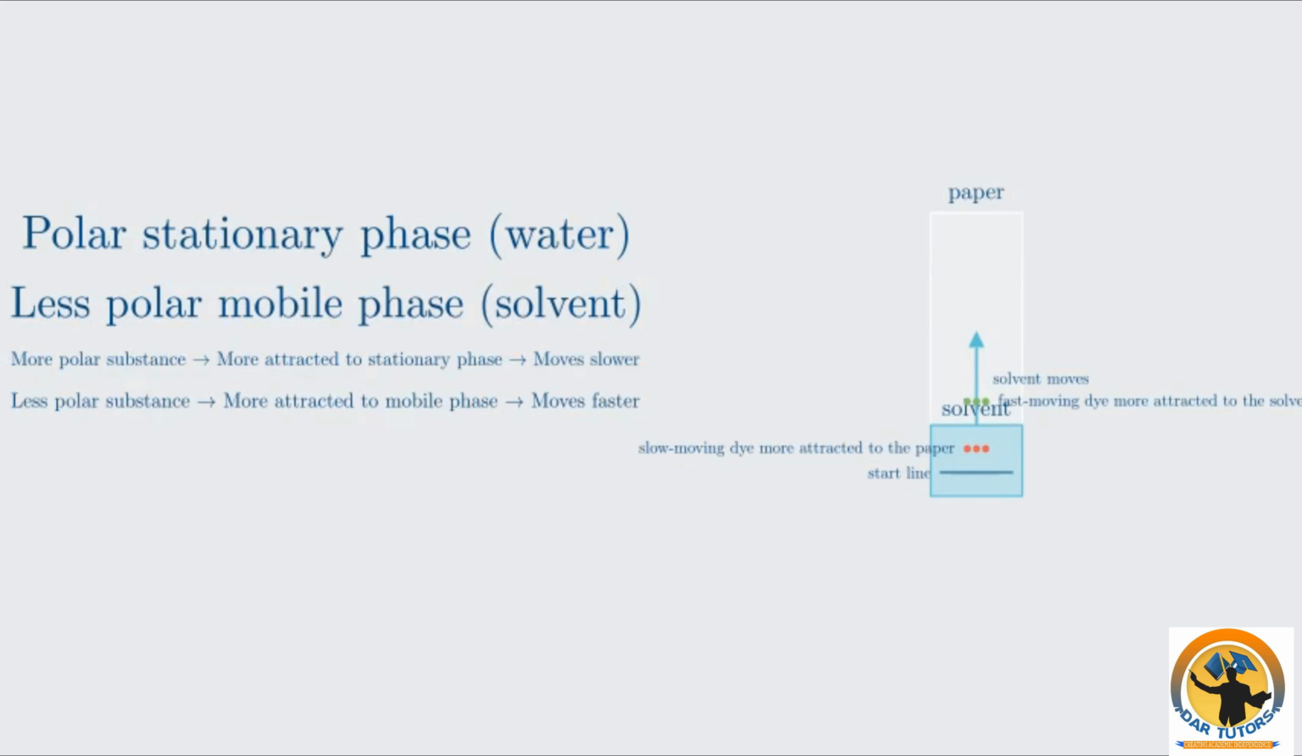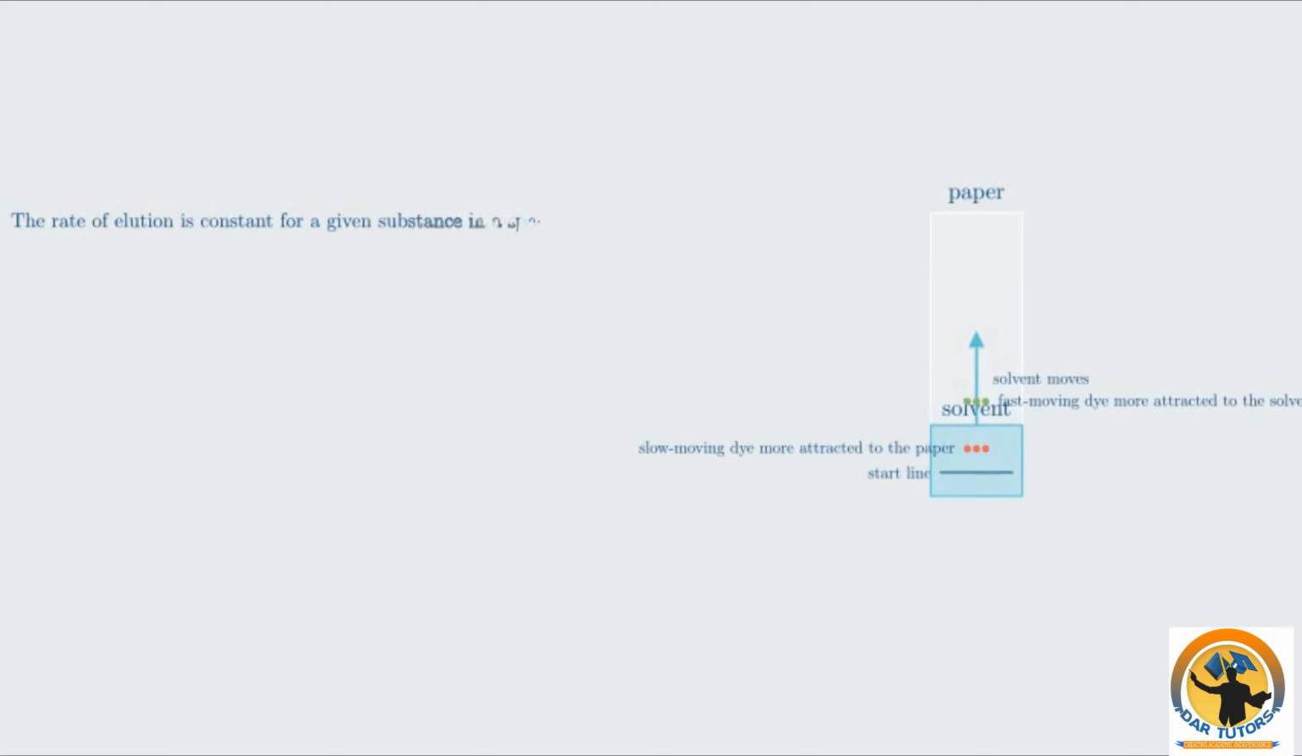A less polar component will be more soluble in a less polar mobile phase, spending more time in the solvent and thus moving faster. The rate of elution is constant for a given substance in a specific system. This is because equilibrium is never fully reached, as fresh solvent is continuously moving up the paper.